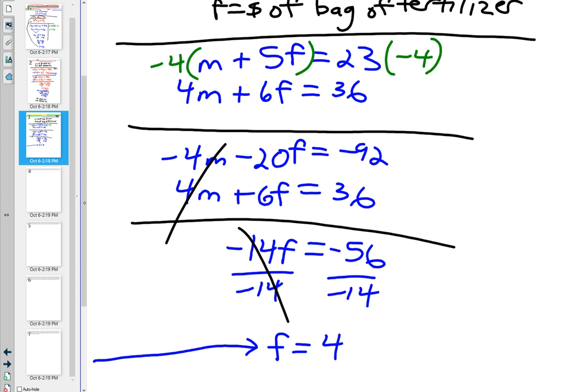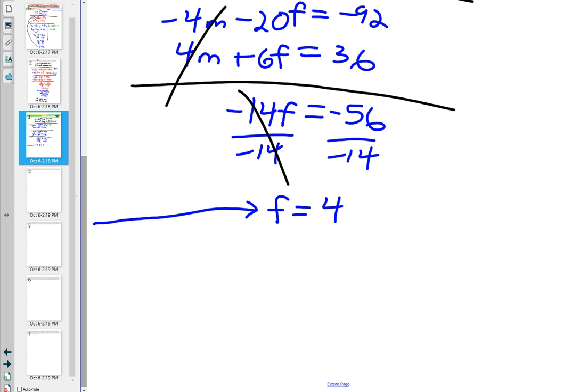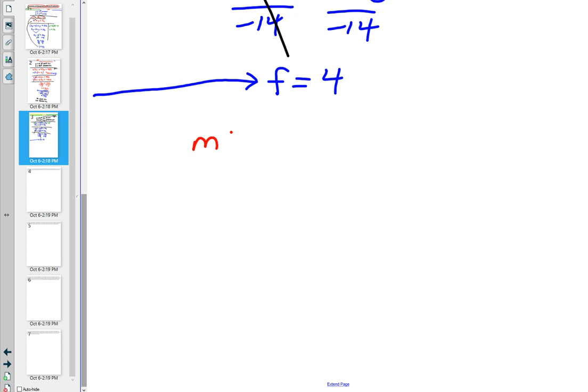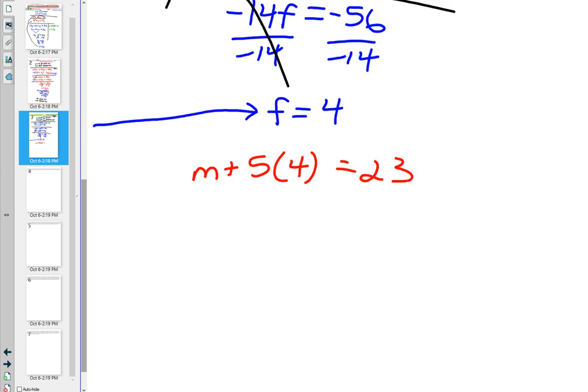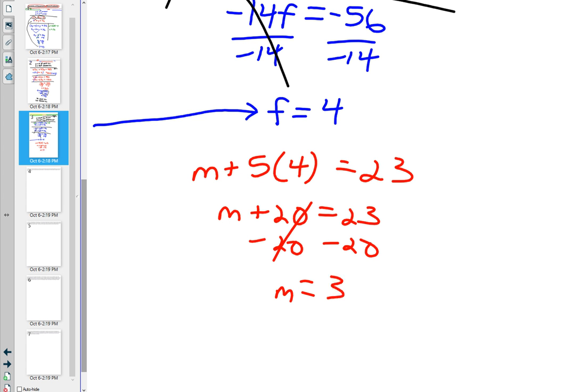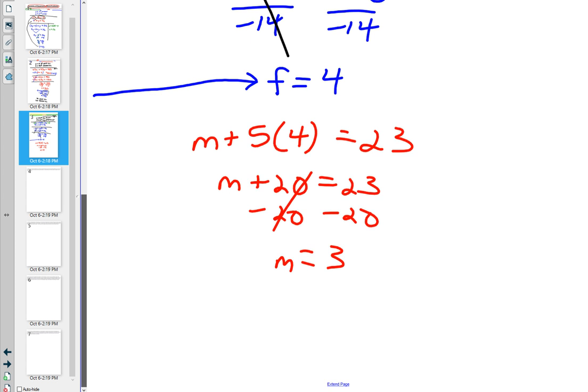So now let's find M. M plus 5 times 4 is equal to 23. So how much does mulch cost? It does not cost $23. How much was it? $3. That's not cheap. Mulch should be cheap.